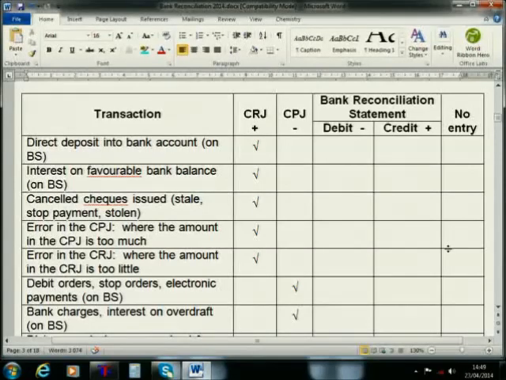Interest on the favorable bank balance. We receive interest on our favorable bank balance. We saw that on the bank statement, so we put it in the CRJ.